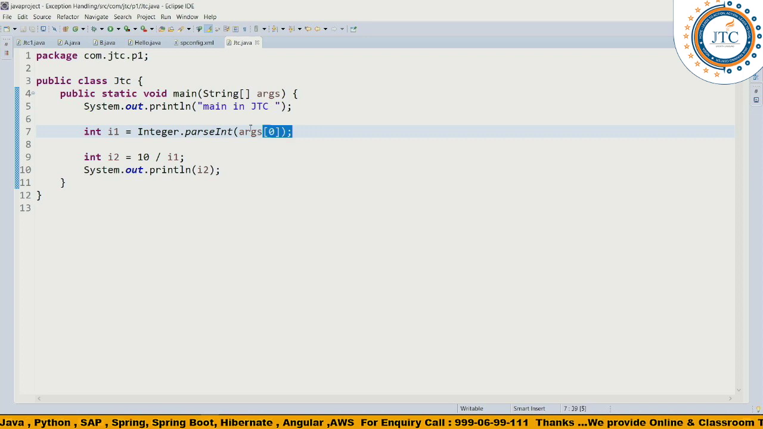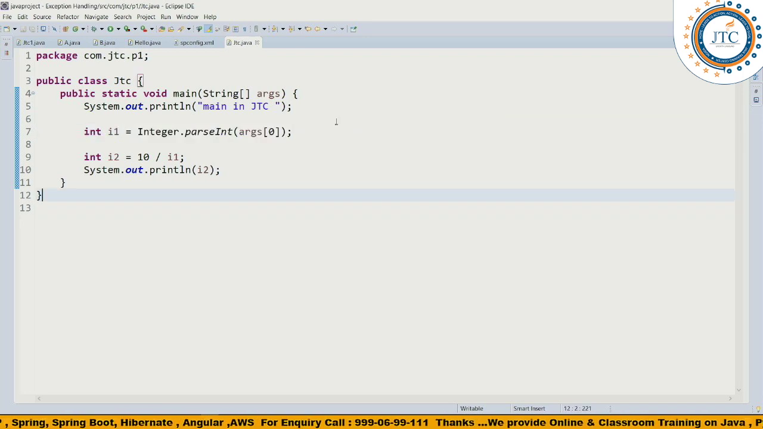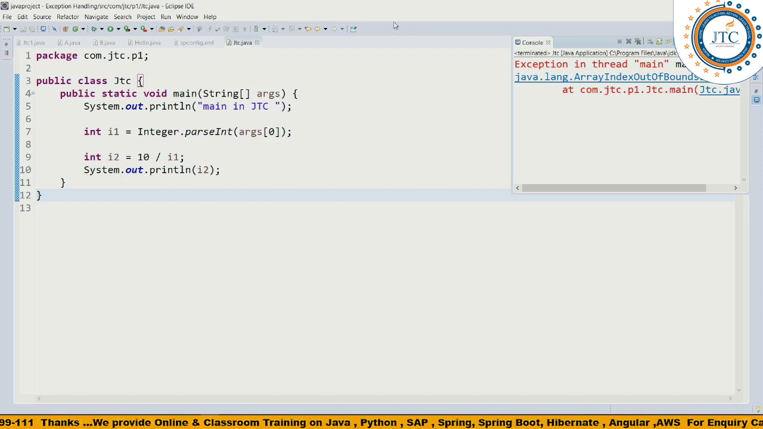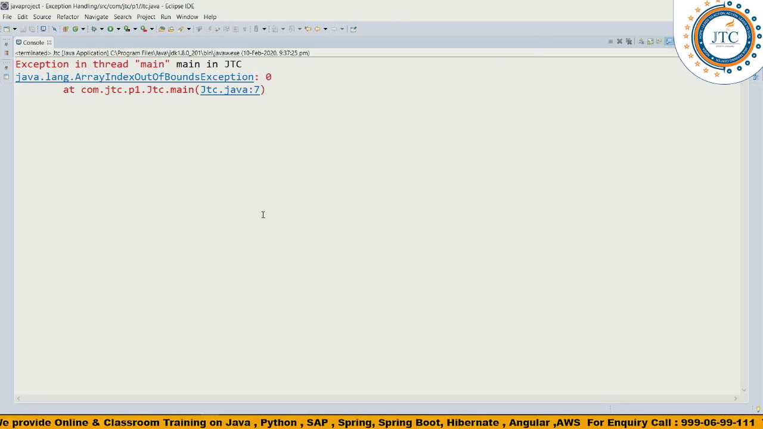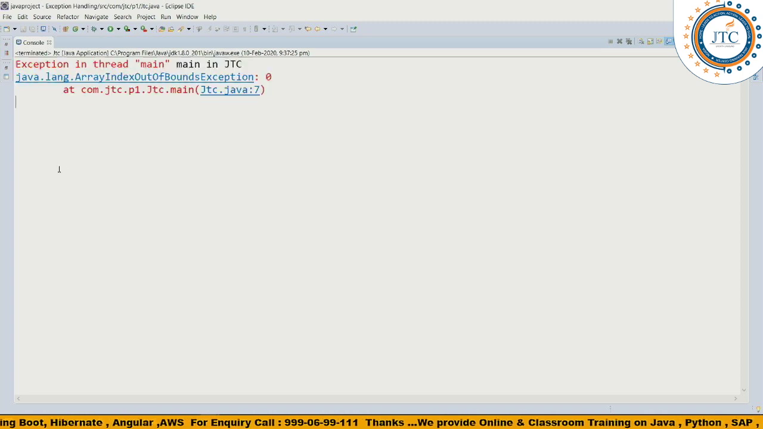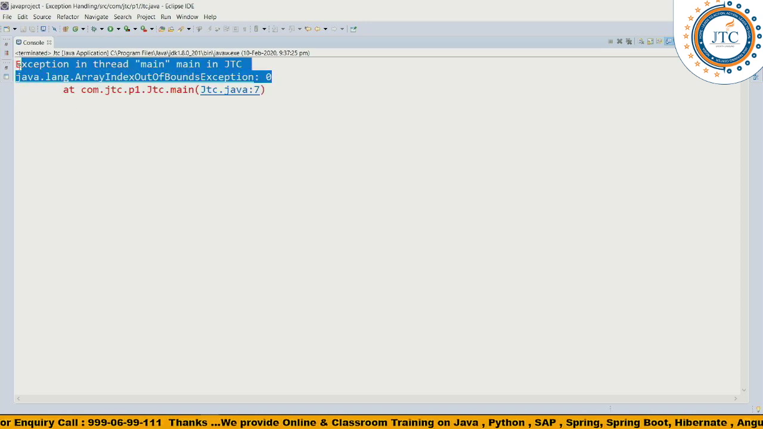In this line number 7 which we are getting, I am simply running this program, run Java application. What is coming to this program? What is there in this program, guys? The program we are getting here gives an exception: ArrayIndexOutOfBoundsException.